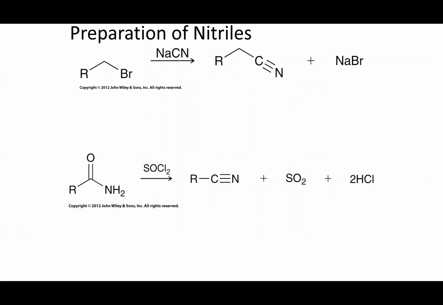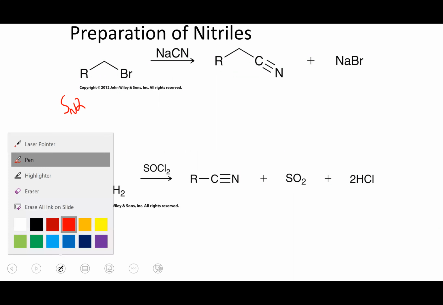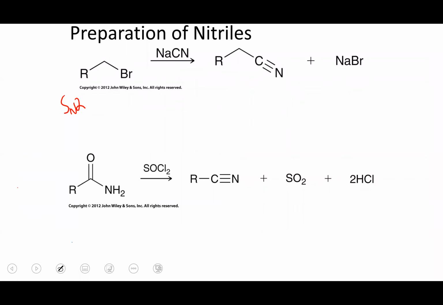Okay, so preparation of nitriles. We've seen this multiple times already where we can just do a simple SN2 reaction with sodium cyanide. So of course it works well for primary or secondary, methyl of course being the best. We can convert our alkyl bromide into a nitrile.